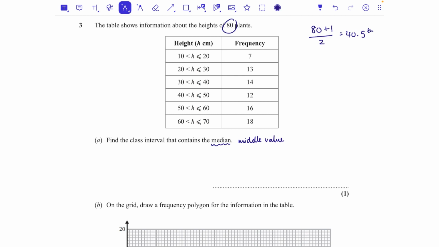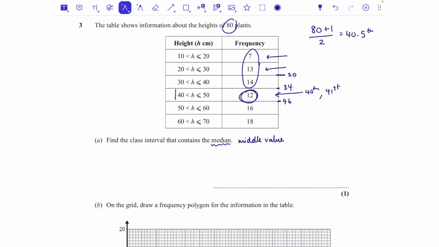So 40.5 tells me that we are looking between the 40th and the 41st piece of data for the middle piece of data. Now our first 7 plants are in this category. We've not yet got to the middle. I've then got another 13, so up to here, that is 20 plants altogether. I've then got another 14. That takes us up to 34 plants in the first 3 sections. Now I've got another 12, and that's going to take us up to 46. So we now know that both the 40th and the 41st plant were in this category here.